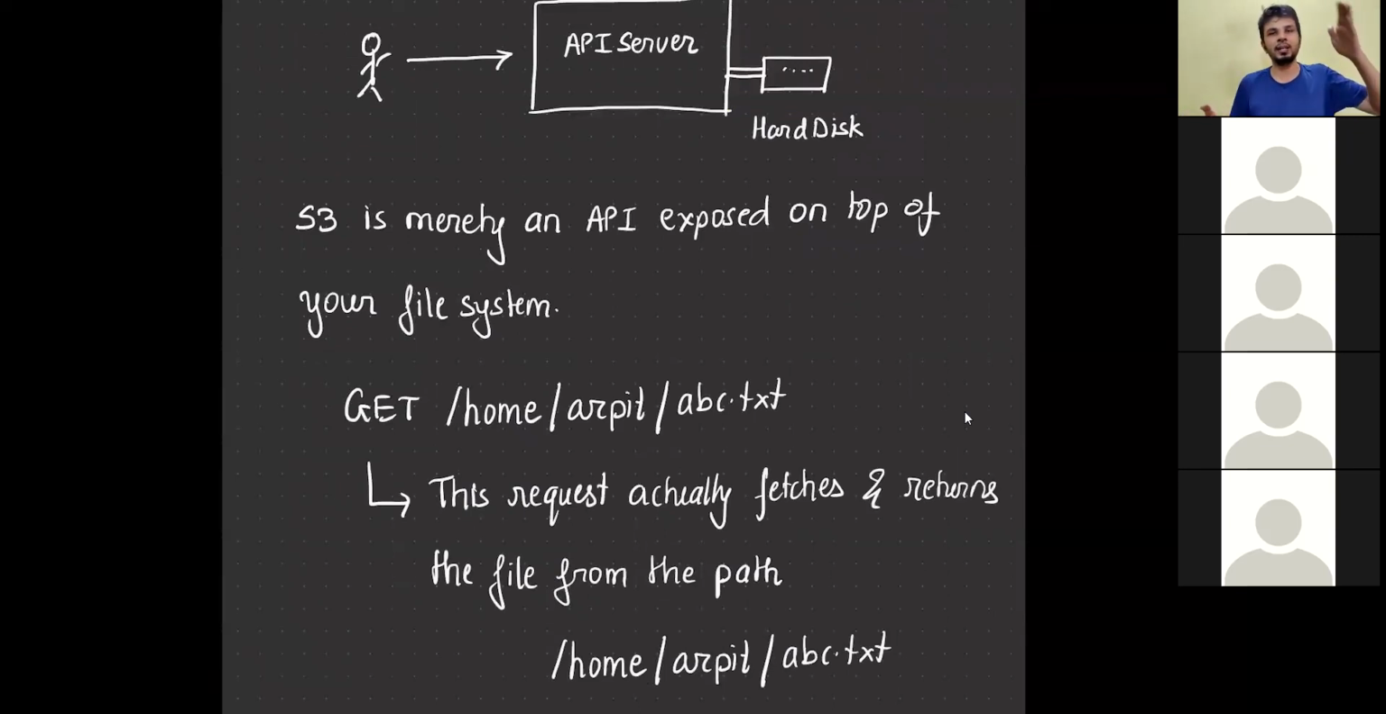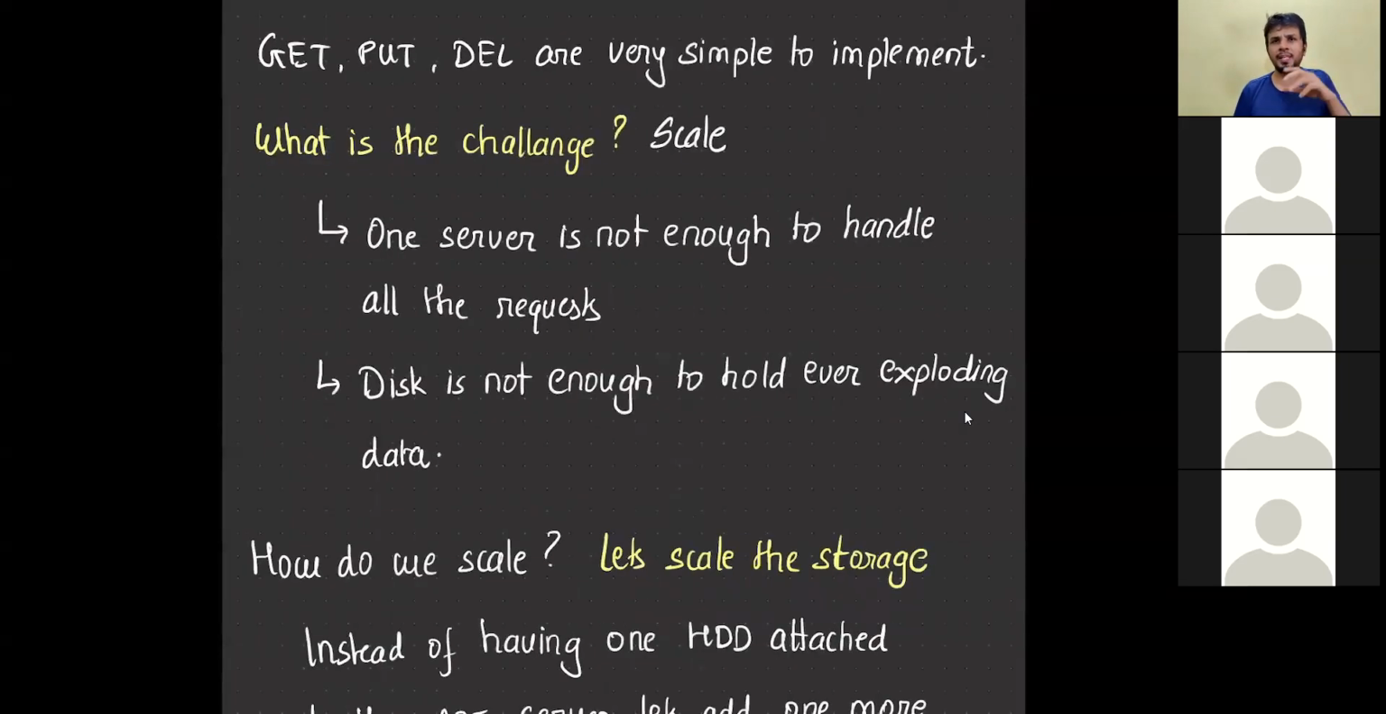So when you do a get and then you give a path, /home/api/abc.txt, it goes to that hard disk, fetches the file information, reads that file, and sends it back to the user. As simple as that. This is the base, this is the foundation that we get.